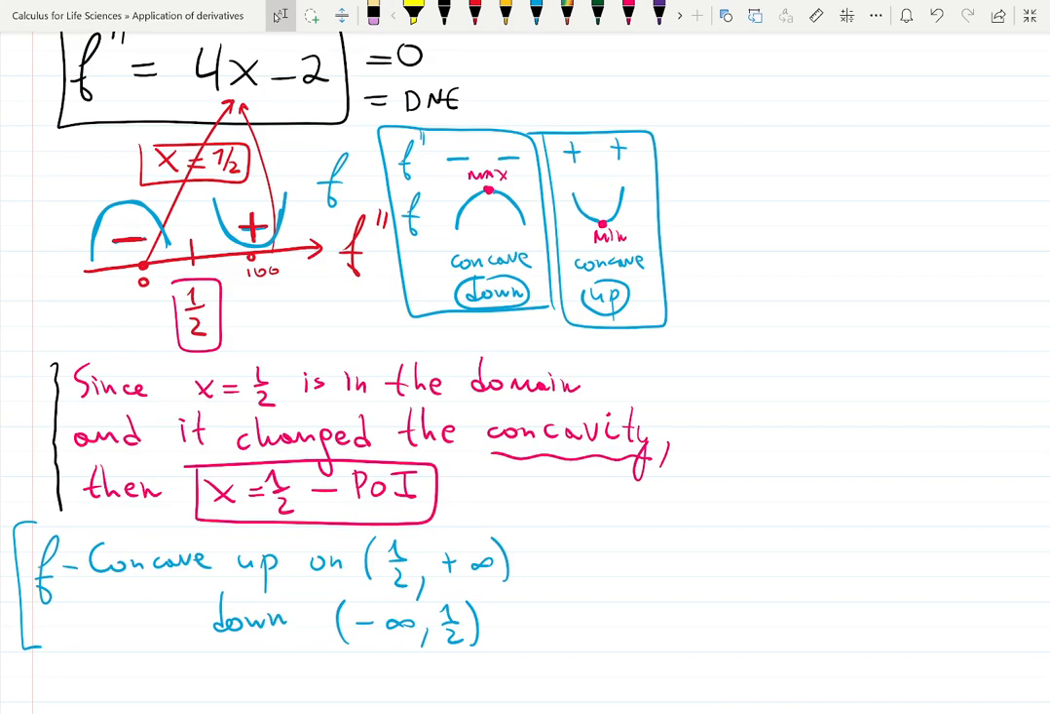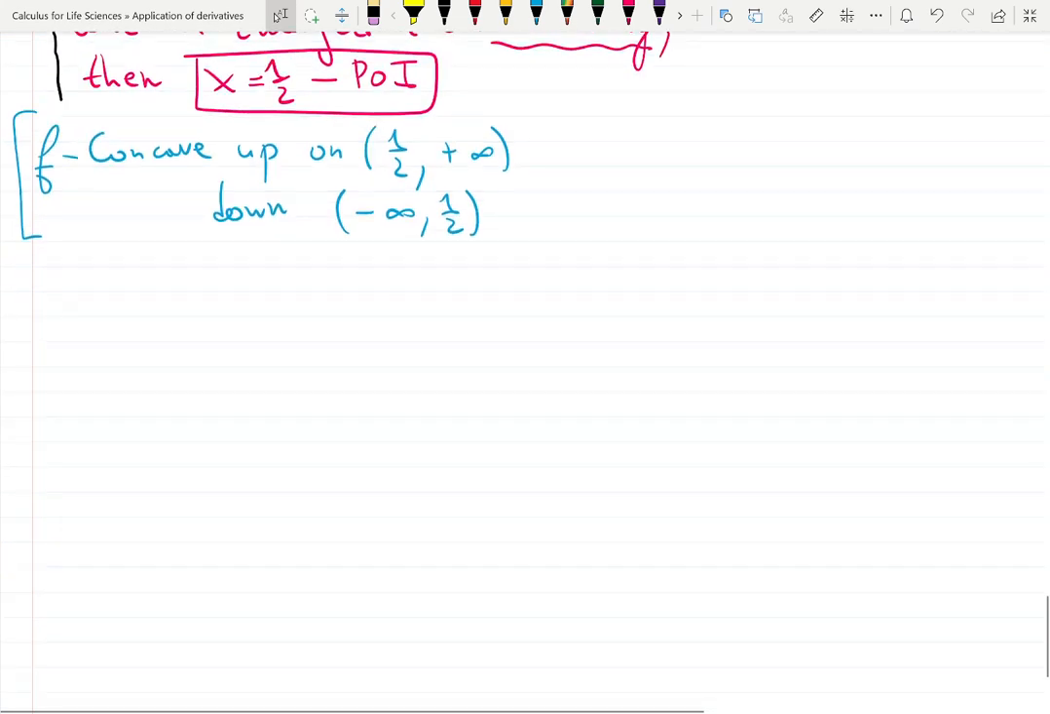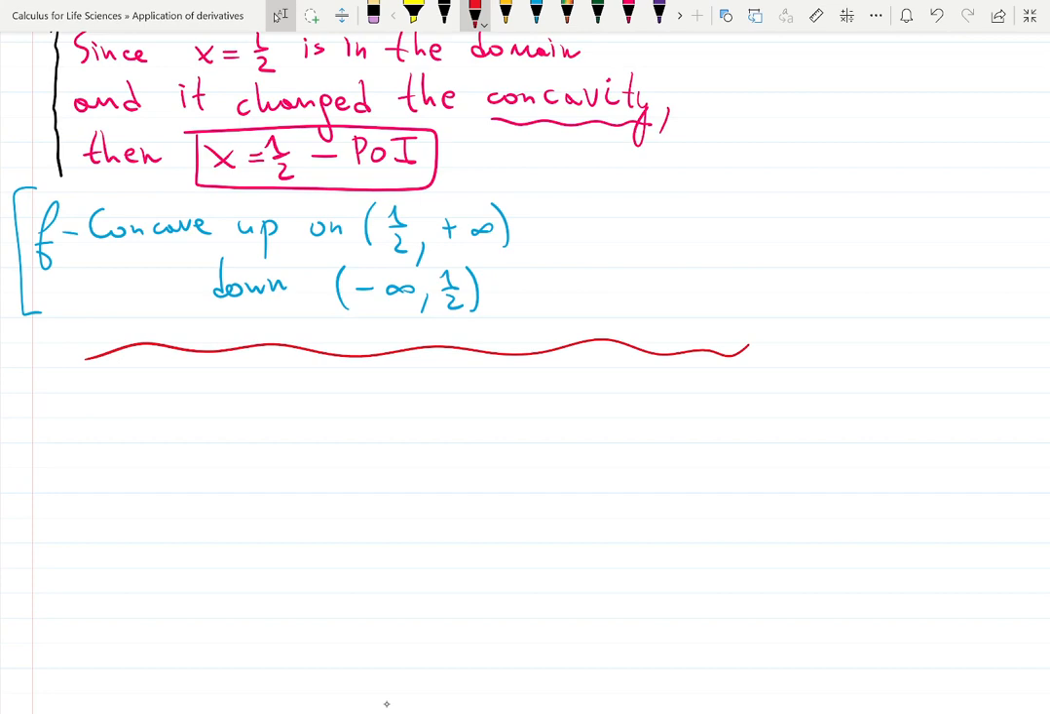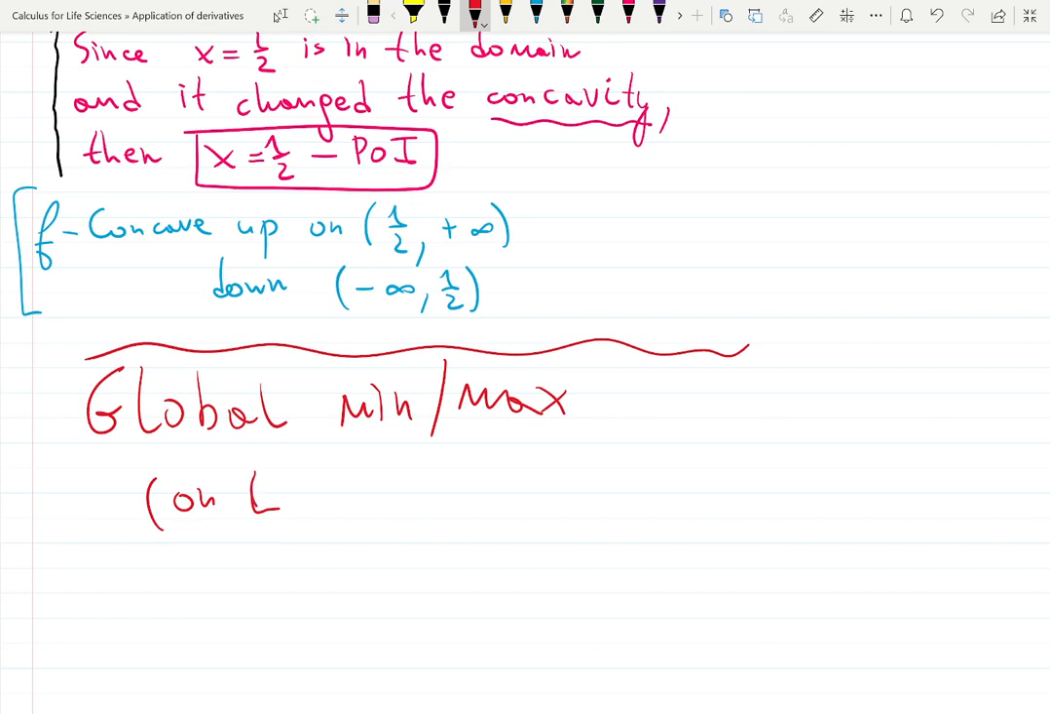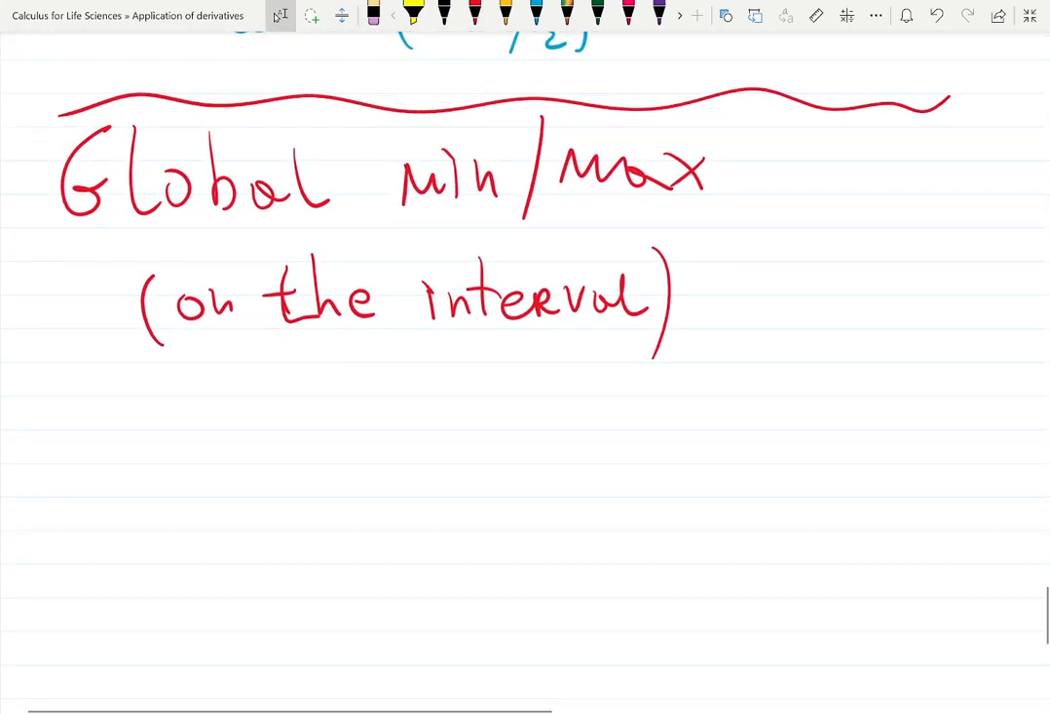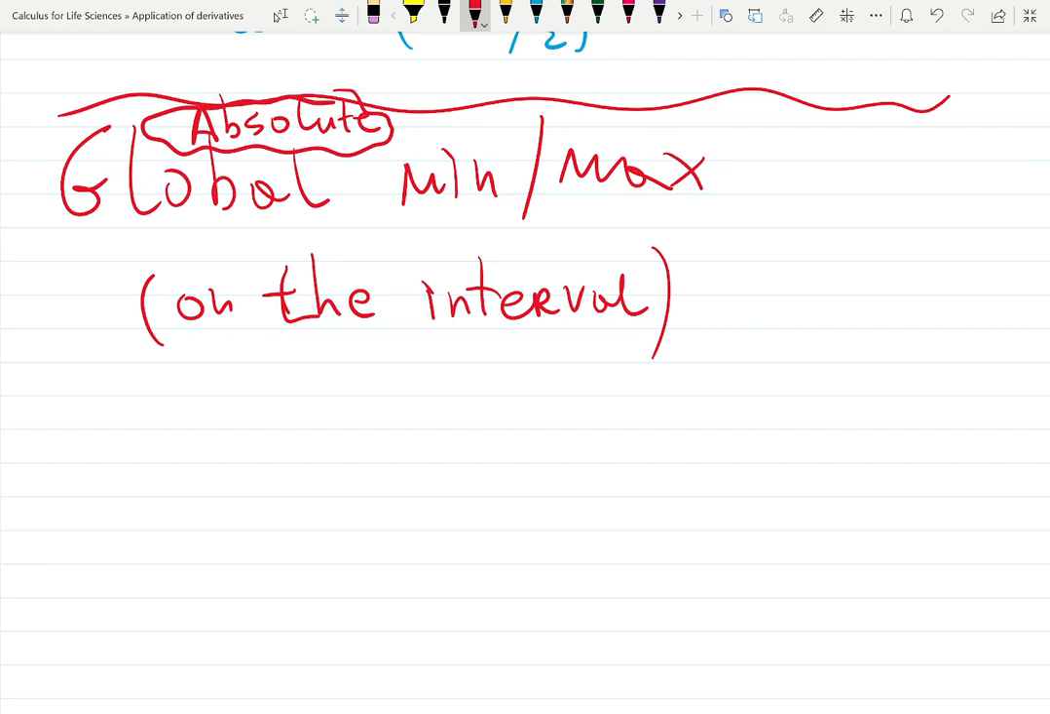Now, global extreme values. This was local. Let's go to global. Global min, max. Usually we ask you to find global min max on the interval. It's not necessary to have an interval, but we just teach it this way. Wouldn't that be local? Now, on the interval will be global. Global, sometimes also called absolute. Global or absolute. Absolute actually is a more popular word, to be honest. Absolute global extreme values, min max.